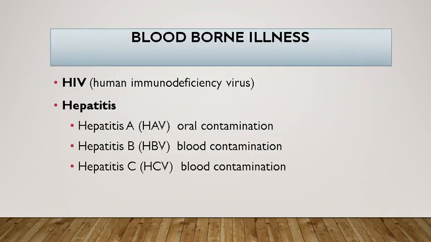Bloodborne illness. Two major groups of bloodborne illness are HIV and hepatitis. Human immunodeficiency virus is the virus that causes AIDS, which you may have heard of. Hepatitis is an inflammation of the liver caused by a certain virus and other factors such as alcohol abuse, medication, and trauma. Liver function can be permanently damaged in hepatitis. The risk of getting hepatitis is greater than the risk of acquiring HIV.